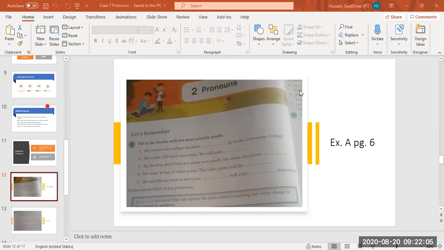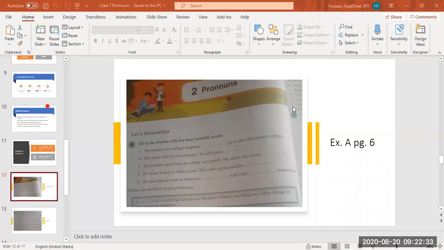Yes, Tabin, do the second one. Read the sentence first. My sister will leave tomorrow with dad. Which pronoun we use for sister? Her. Correct. We will miss her.